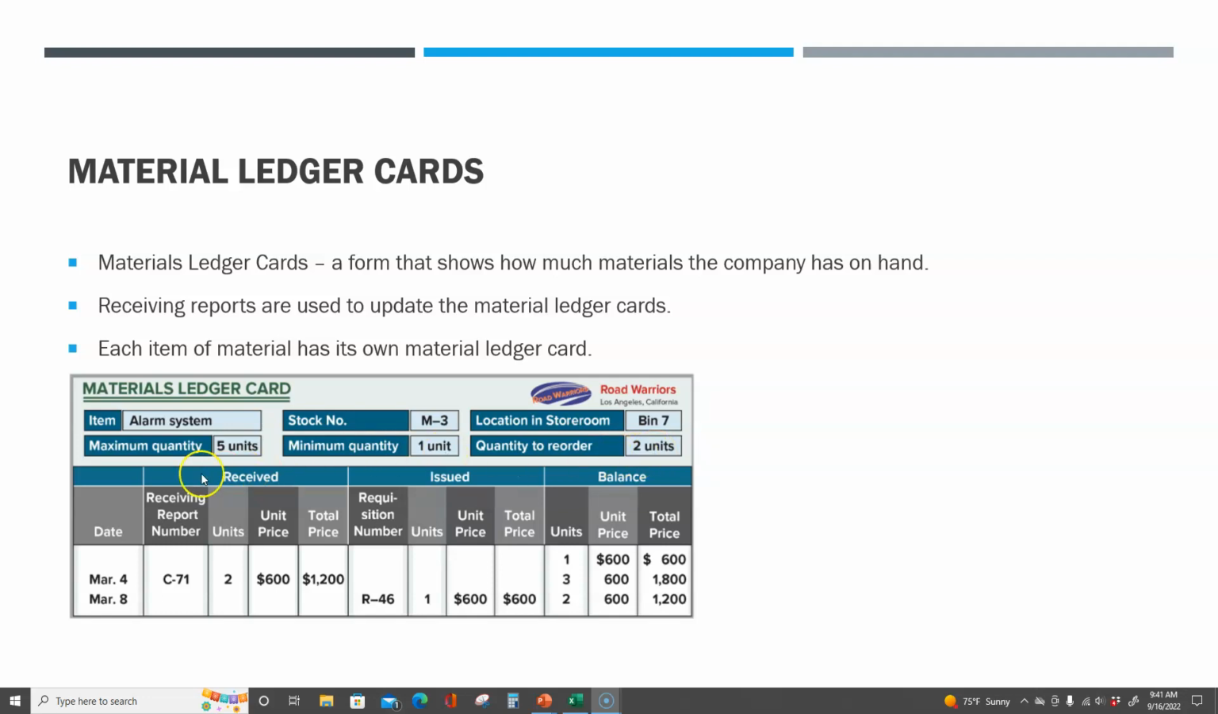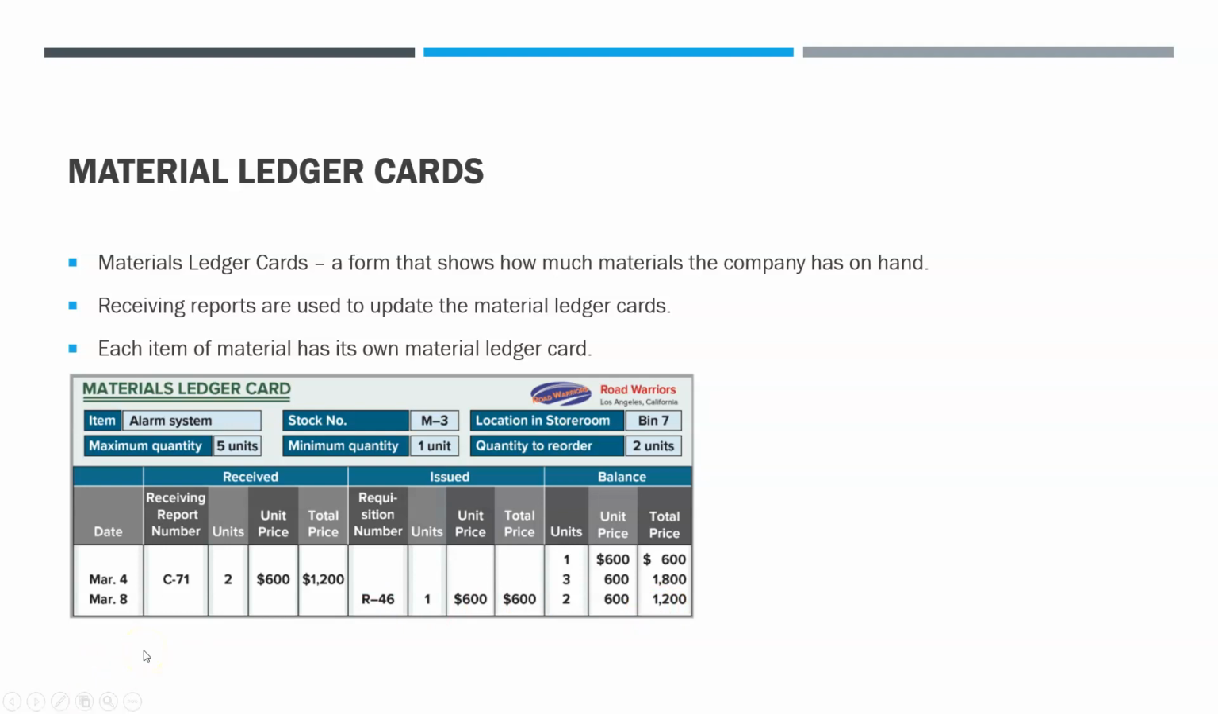It also shows the items received, the items issued, and how much is remaining in balance. The items received are updated using the receiving reports that we talked about earlier. The items that are issued are going to be based on requisition numbers, which we're going to talk about next. And then it calculates the remaining balance. So at the end of the period, it shows that there are 2 units of alarm systems remaining, and the unit price and the total price.